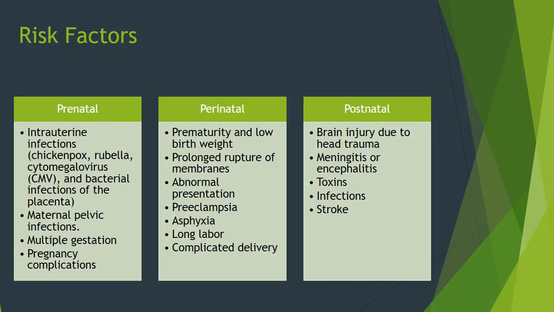The perinatal period would be prematurity and low birth weight, prolonged rupture of membranes, abnormal presentation, preeclampsia, asphyxia, long labor, and complicated delivery. During the postnatal period, brain injury can be due to head trauma, meningitis or encephalitis, toxins, infections, or stroke.